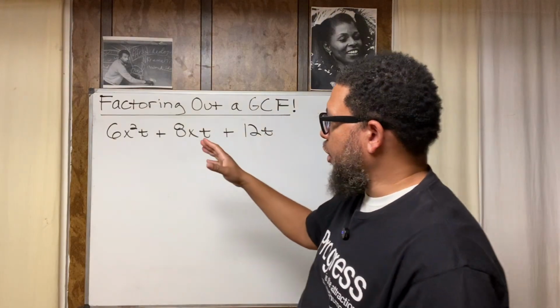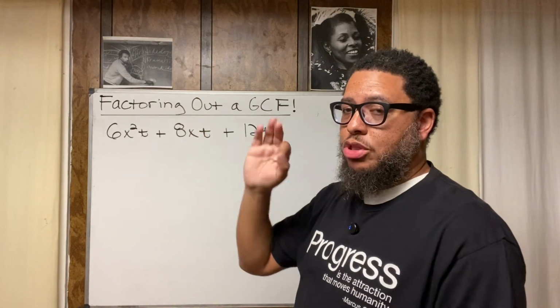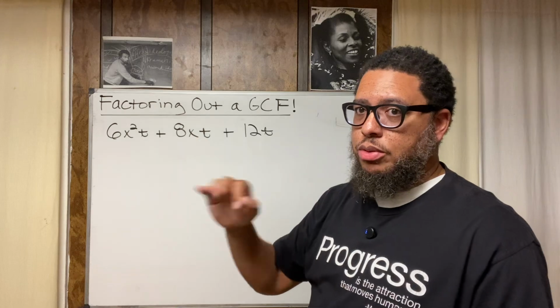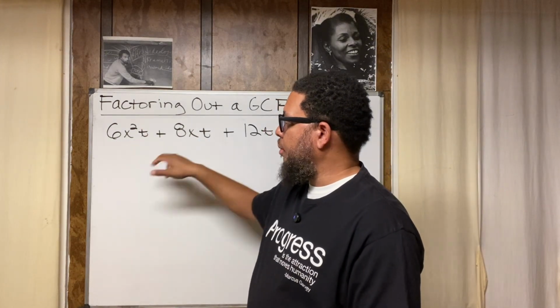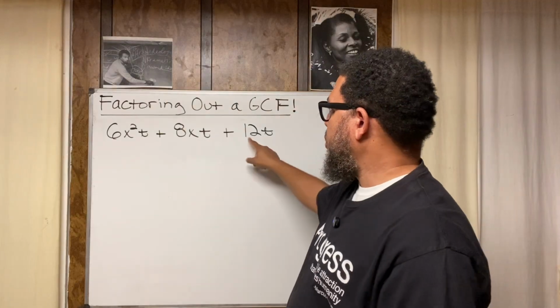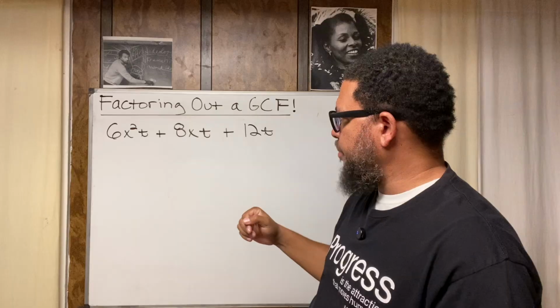All right, now what is our expression? We have this trinomial here. It's called a trinomial because it has three terms. Like a tricycle has three wheels, this trinomial has three terms. 6x squared t is our first term. 8xt is our second term. 12t is our third term. All right, so we got the three terms, right?